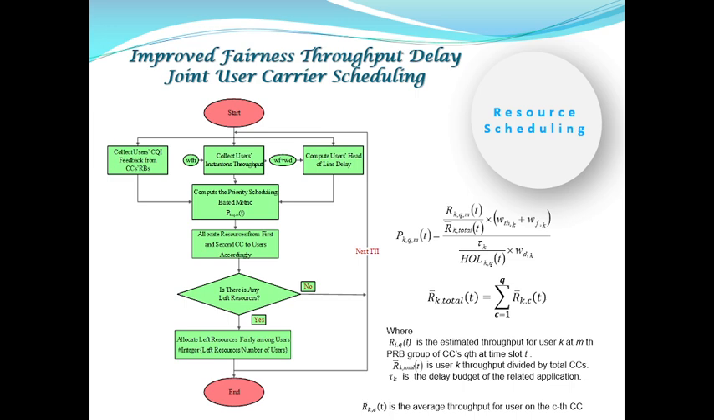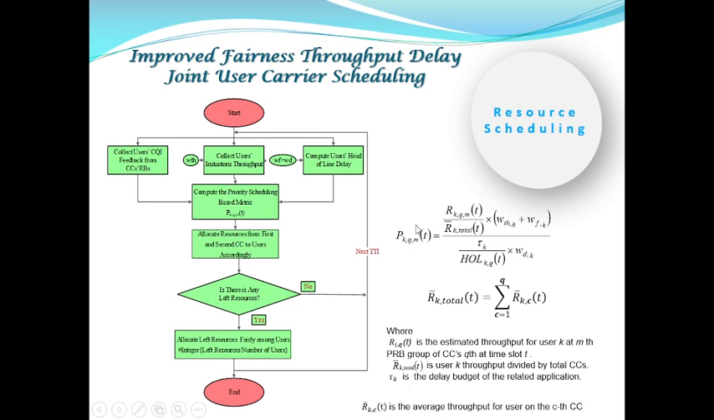Here I will explain the resource scheduling algorithm flowchart, which starts by collecting the user's instantaneous current throughput. Also collect the user's channel quality indicators feedback from the component carriers' resource blocks. Also compute the user's head of line delay. After that, compute the priority scheduling based on the metric at the right side here.